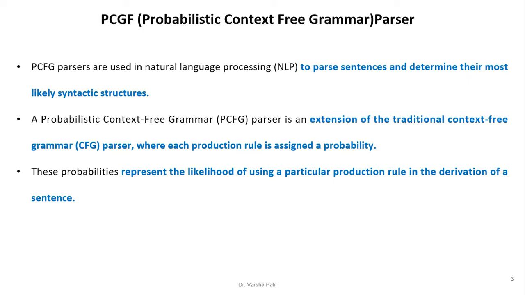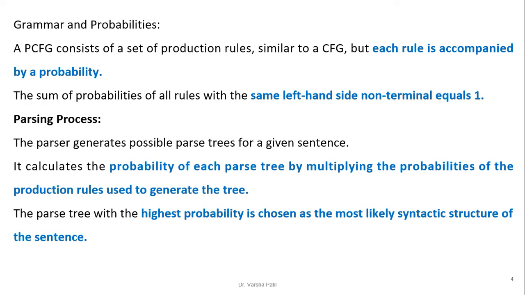PCFG parsers are used in natural language processing to parse a sentence and determine its most likely syntactic structure. A PCFG parser is an extension of traditional context-free grammar where each production rule is assigned a probability. This probability represents the likelihood of using a particular production rule in the derivation of a sentence. A PCFG consists of a set of production rules similar to a CFG, but each rule is assigned a particular probability. The sum of probabilities of all rules with the same left-hand side non-terminal equals 1, but this is not a compulsory rule every time. You will come to understand this when we are solving the problem.